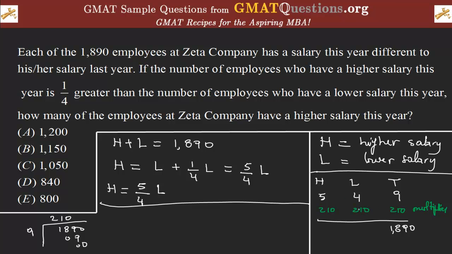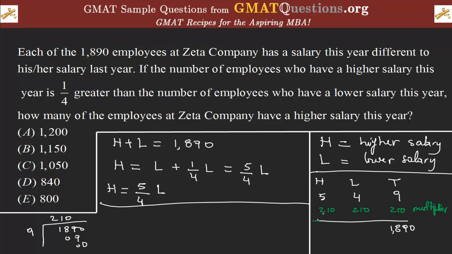So in order to find the number of employees that have a higher salary, very simple, you have to multiply 5 by 210. Obviously, if we were to find the number of employees who have a lower salary, we'd have to multiply 4 by 210. Do you understand? That's why I like this. It's very organized, very simple, and you can find the answer in a very straightforward way without having to mess with the system of equations.